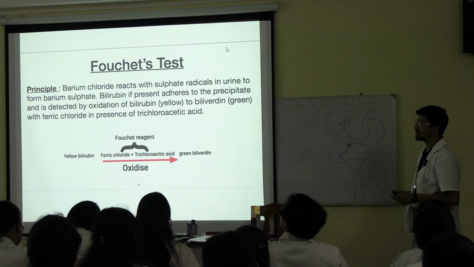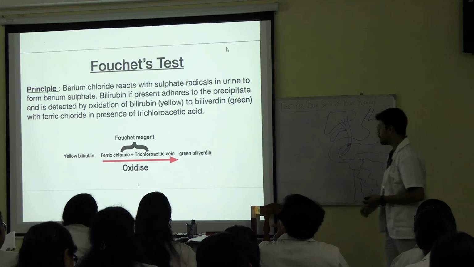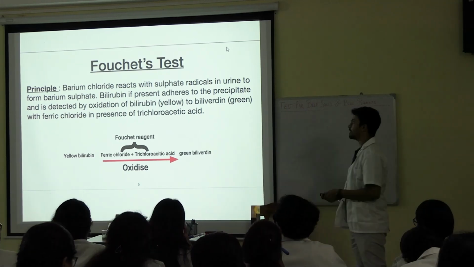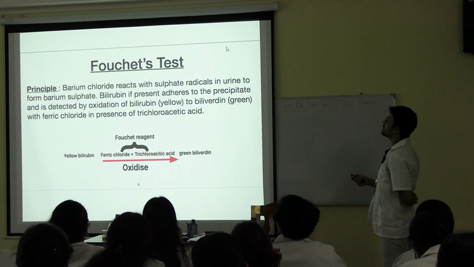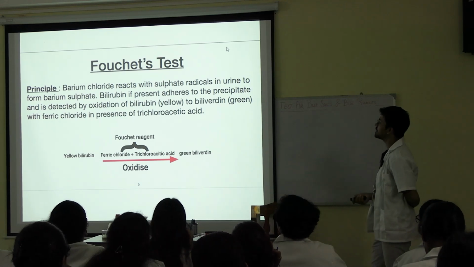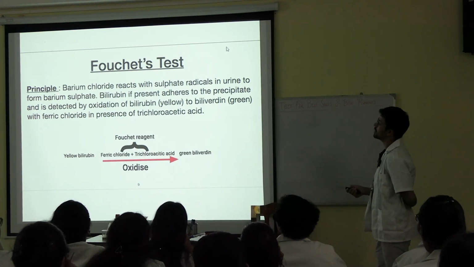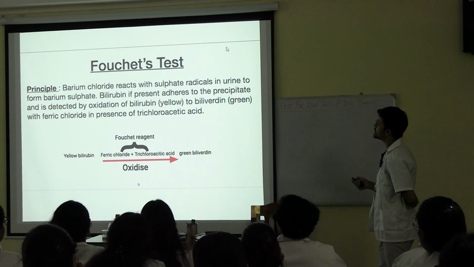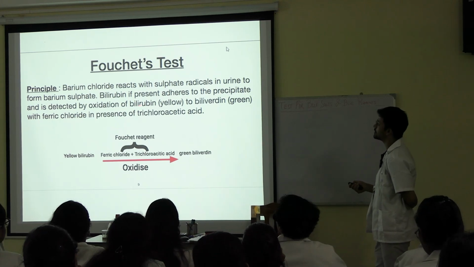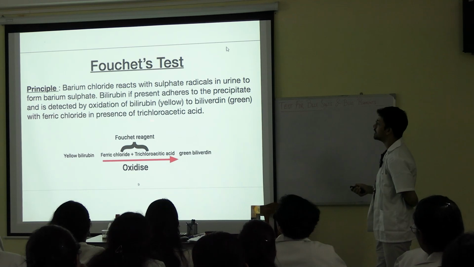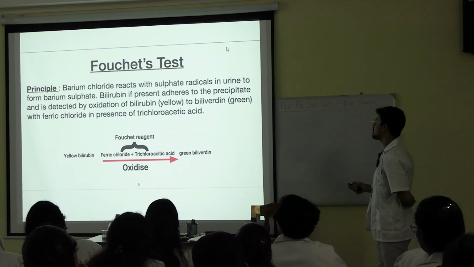Now this is the Fouchet test. What we are doing in the Fouchet test is, what is written over here? Barium chloride reacts with the sulfate radical which is present in the urine and forms barium sulfate. Bilirubin, if present, adheres to the precipitate and is detected by the oxidation of the bilirubin, which is yellow in color, into biliverdin, which is green in color, with ferric chloride in the presence of trichloroacetic acid.